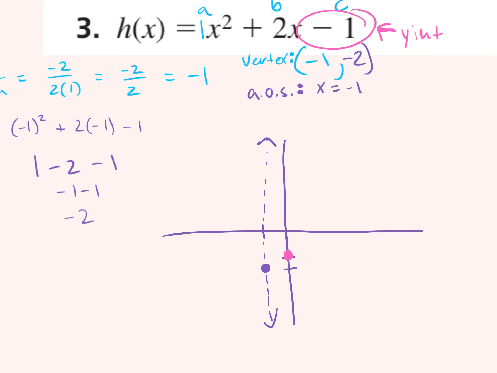So if my graph has a point at 0, negative 1, what's another point? Perfect. It would be negative 2, negative 1. Because if I go to the right 1 space, I'm also going to go to the left 1 space. And then I just connect my dots. And I knew from the beginning that my graph was going to open up because A is positive. So when A is positive, that means our graph is a smiley face. It opens up.